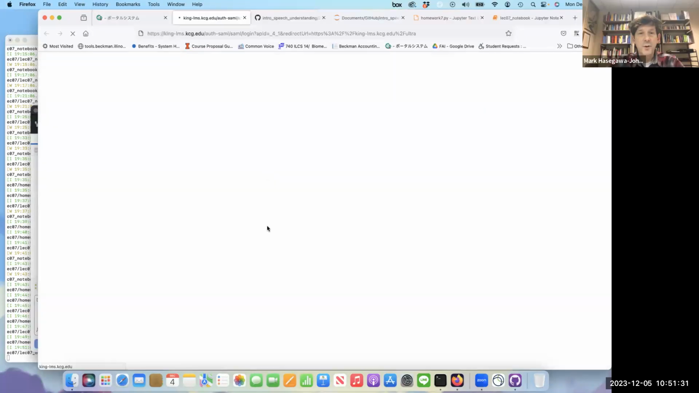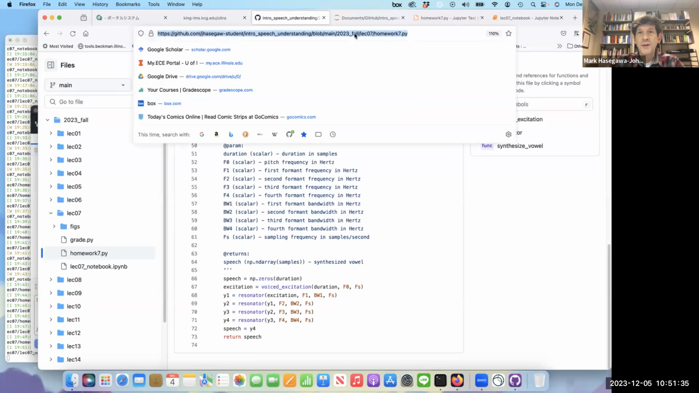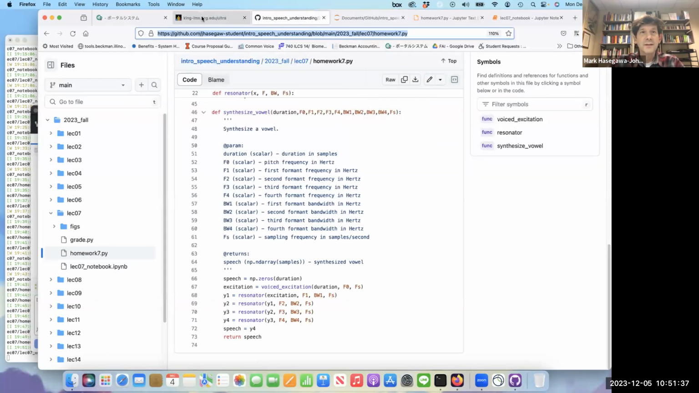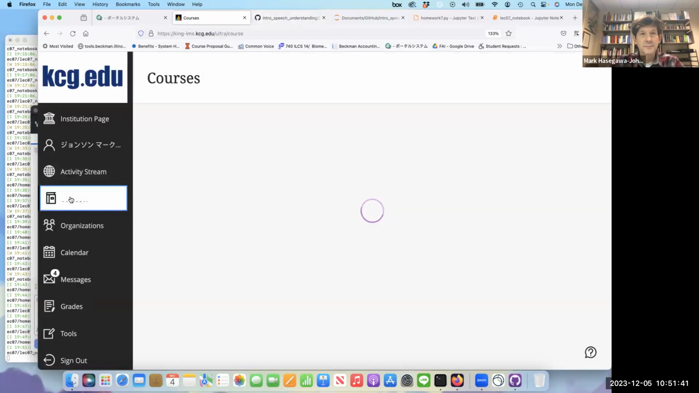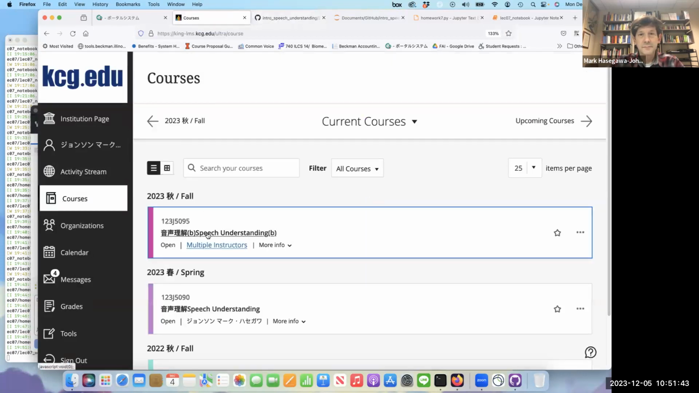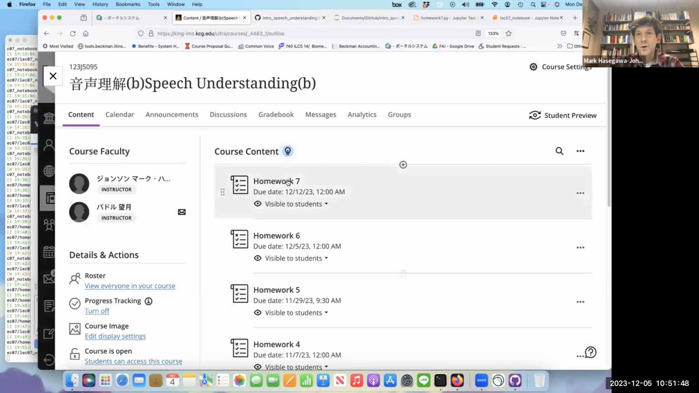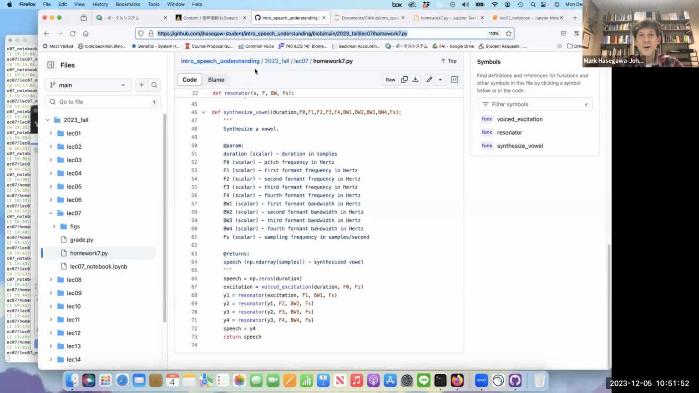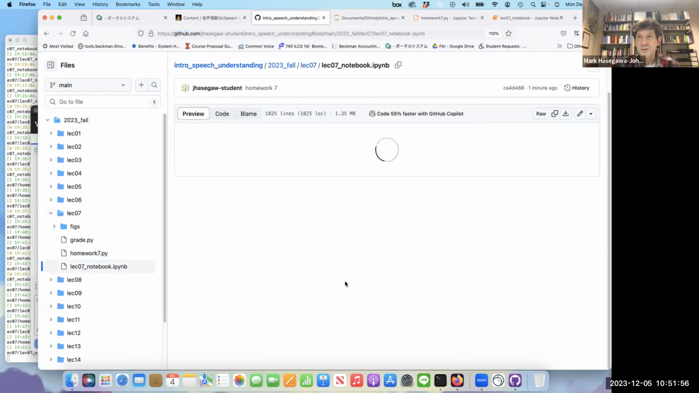So first of all, the homework, once they can see this homework, then they can copy this URL and paste it into homework 7. Right, so for homework 7, they can copy either this URL or they can copy the URL for the notebook if it shows 100%.